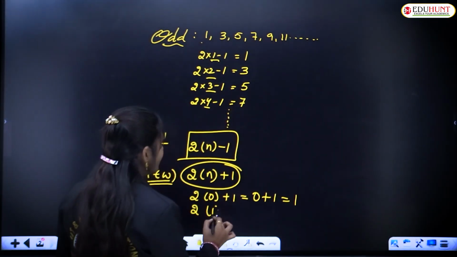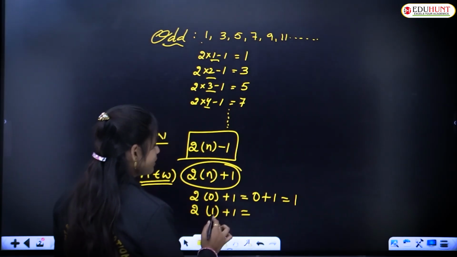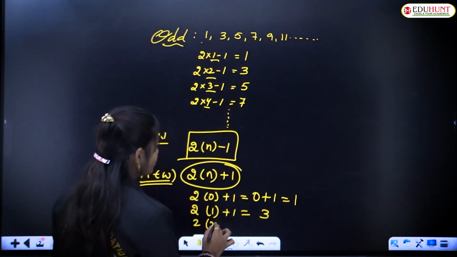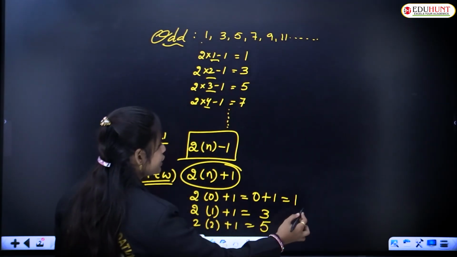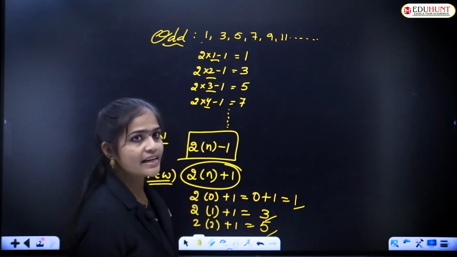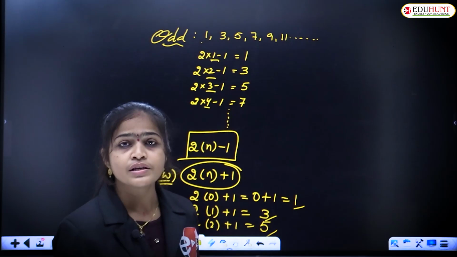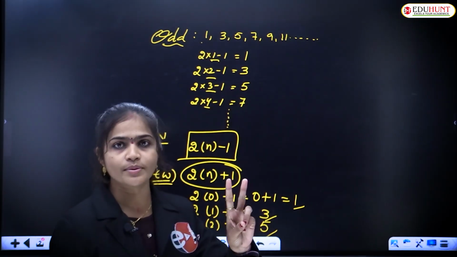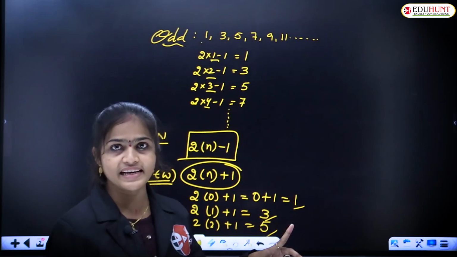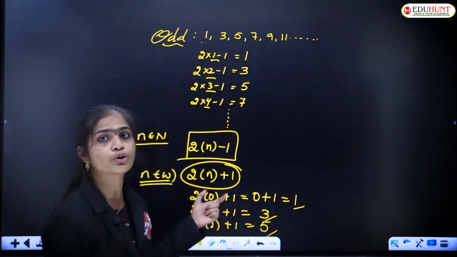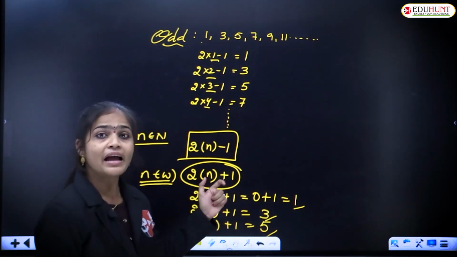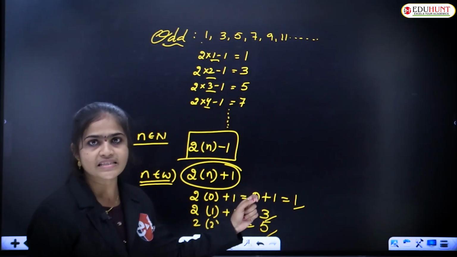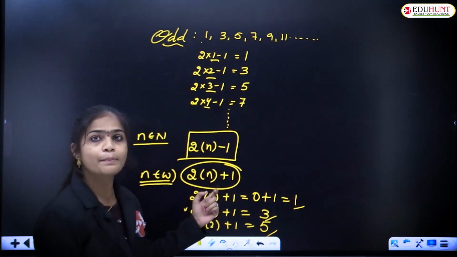Next, 2 into 1 plus 1, so 2 ones 2 plus 1, that is 3. Next 2 twos 4 plus 1, 5. So again we are getting 1, 3, 5, 7 and so on. So odd numbers have how many general forms? 2 forms. If n belongs to natural numbers, then the general form is 2n minus 1. If n belongs to whole numbers, then the general form is 2n plus 1.